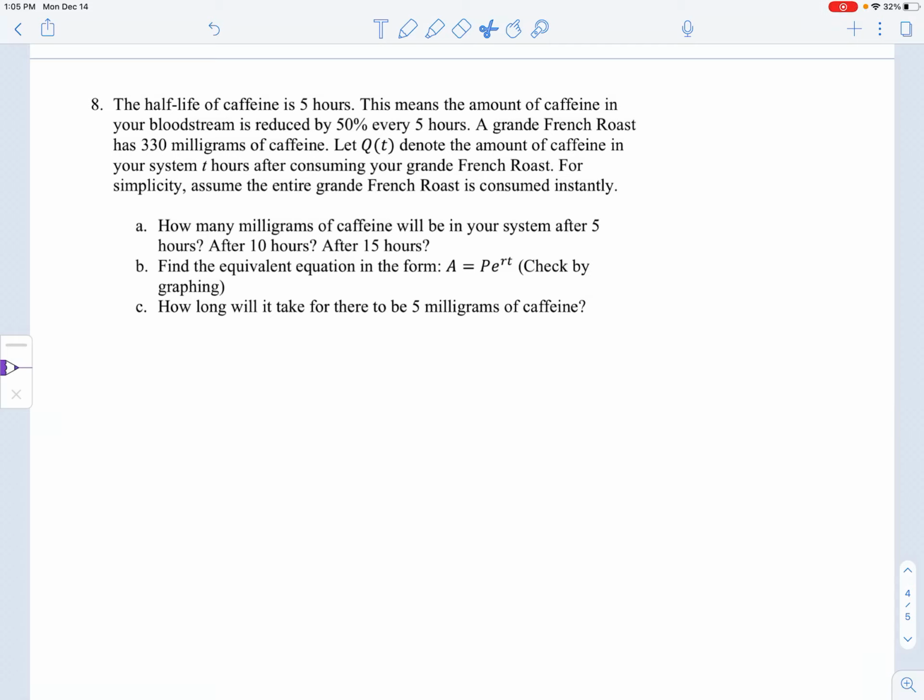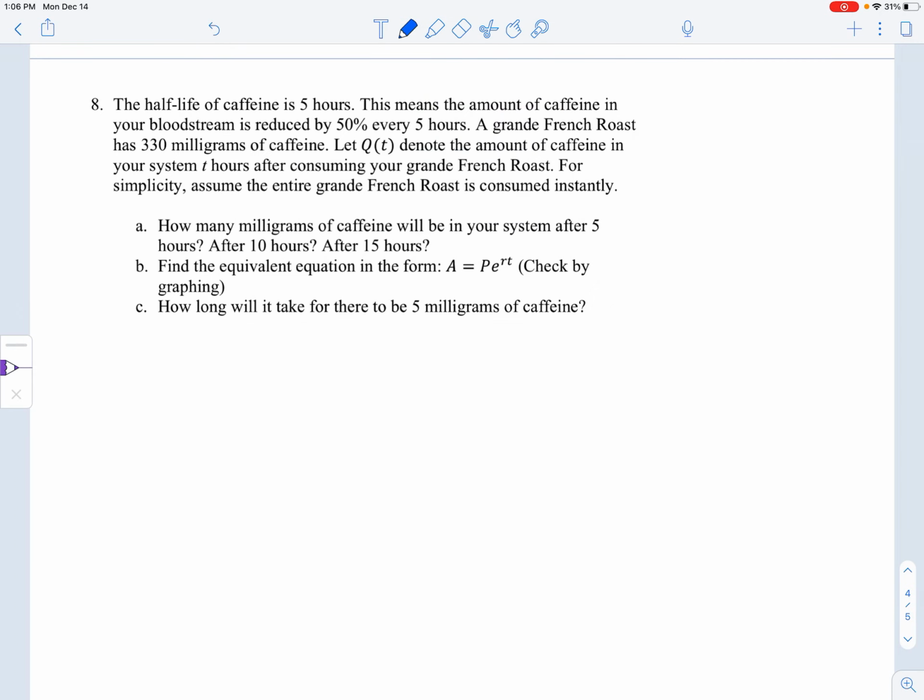So I know your question was just specifically about 8b and writing the equation in the form that models this situation in the form A equals PE to the RT power. But I think it will be helpful for us to do that if we just talk through the entire problem.